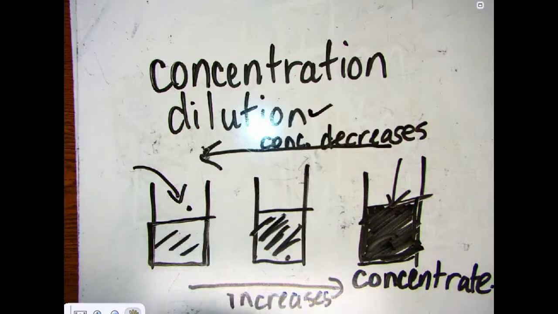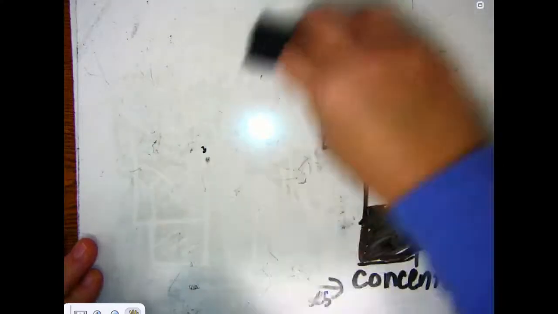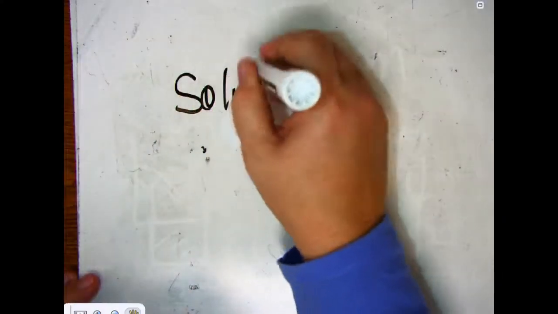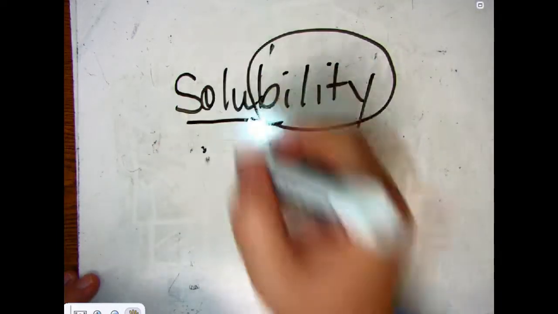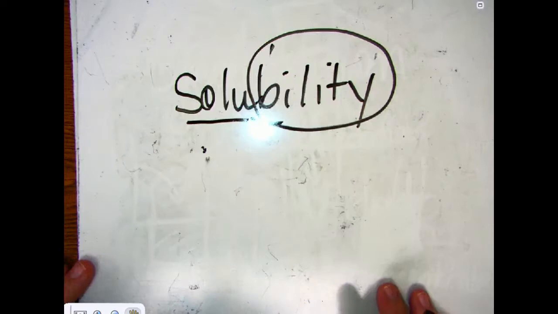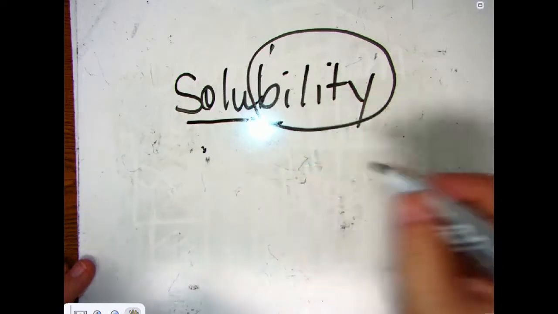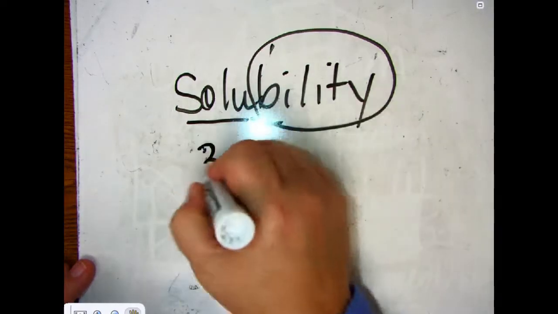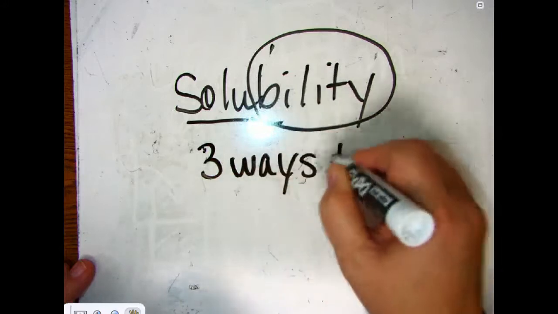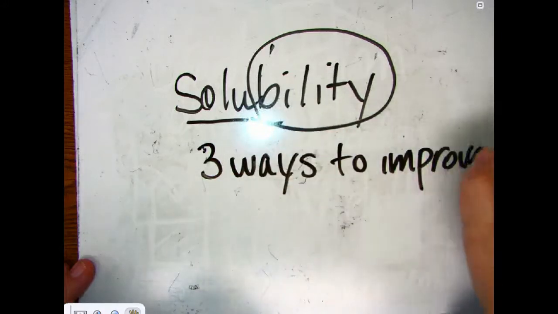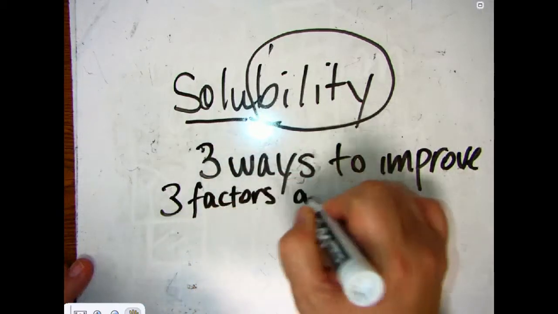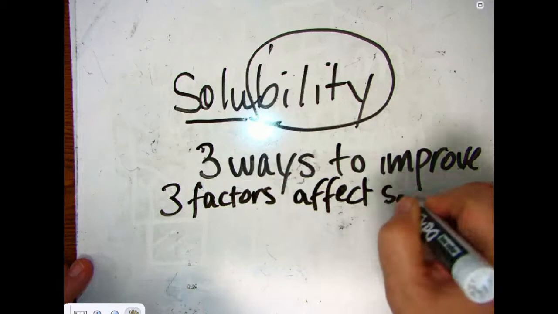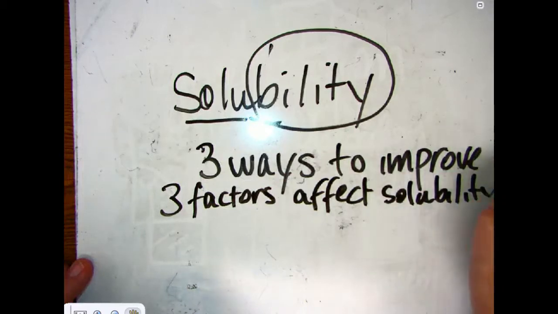Okay? The next thing that you need to understand is ways that we can improve solubility. And if you remember, solubility is the ability to make a solution, or the ability for something to dissolve. And what you need to understand about solubility is there are 3 ways to improve it. Okay? Or 3 factors that affect solubility. Okay? Yeah, you need to understand both ways of saying it.